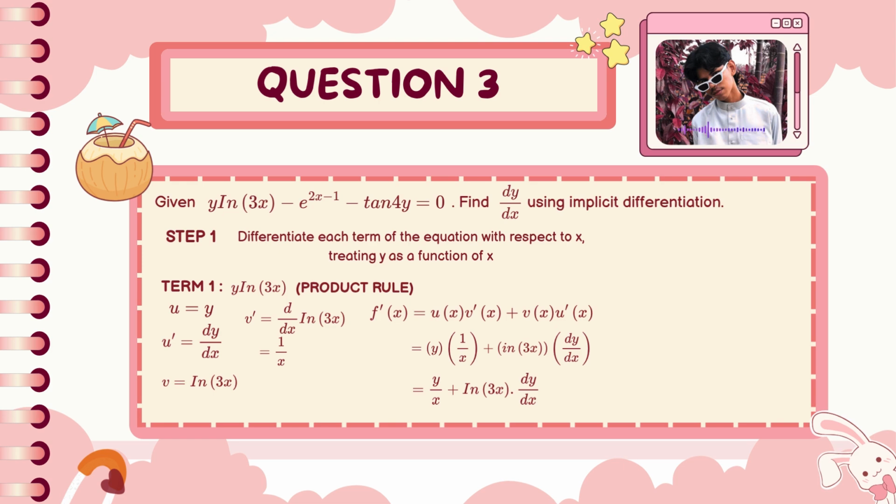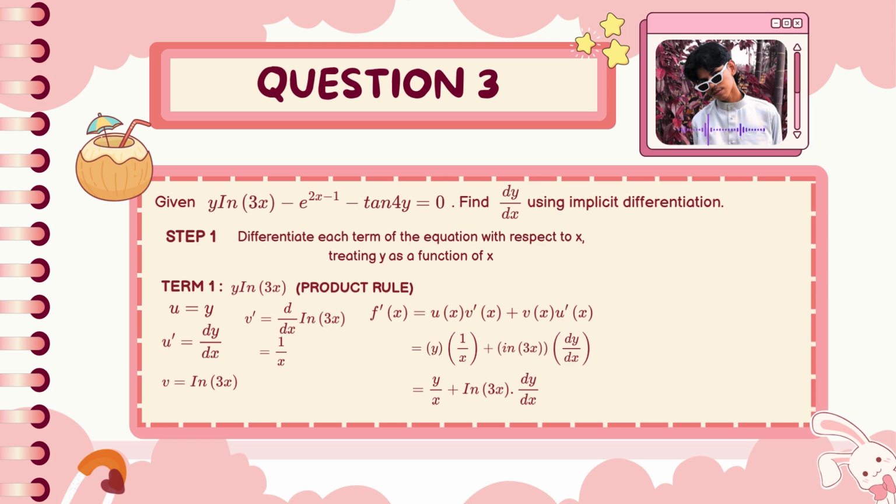In this problem, we are given the equation y ln 3x minus e power of 2x plus 1 minus tan 4y equals 0, and we are asked to find dy over dx using implicit differentiation. Since y is a function of x, we must treat it accordingly and apply the chain rule and product rule where necessary. We start by differentiating each term of the equation with respect to x.